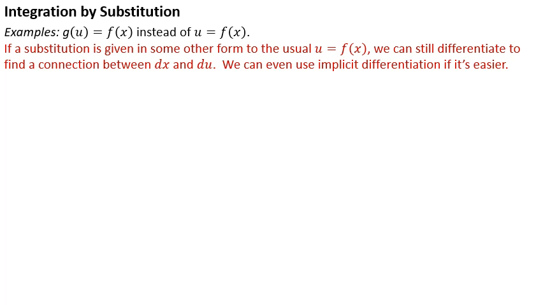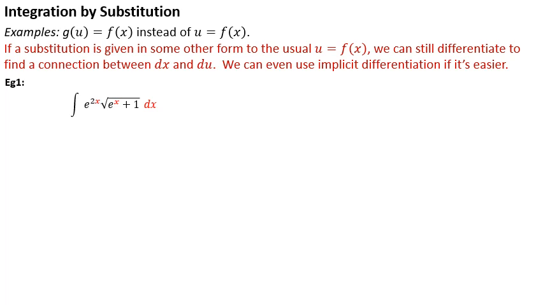If you have u squared equals something, you can just use implicit differentiation. It'll still give you a connection between dx and du. And just because u and x may both appear in the final result doesn't necessarily cause a problem. We'll see what happens when we try an example.